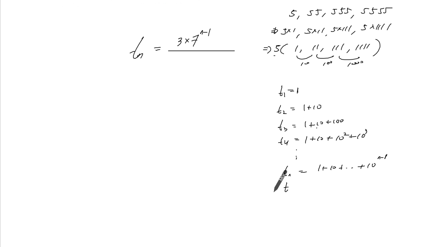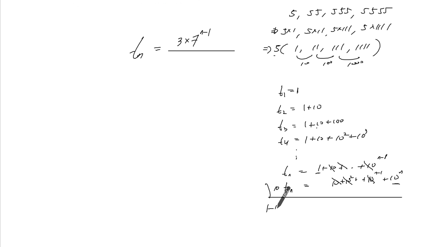We can multiply this Tn by 10, and we get this 1 will become 10. This 10 will become 100, right? The term before this will become 10 to the power of n minus 1, and this will become 10 to the power of n. Do you see, except for the 1 and this 10 to the power of n, everything else will cancel out in the middle if you subtract it.